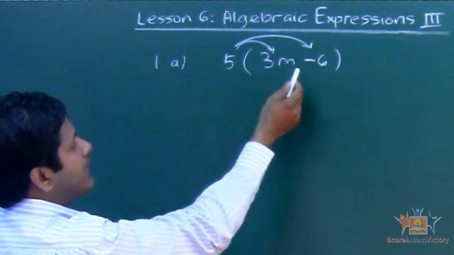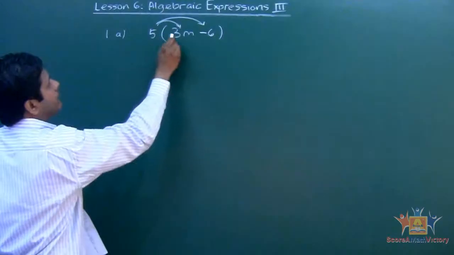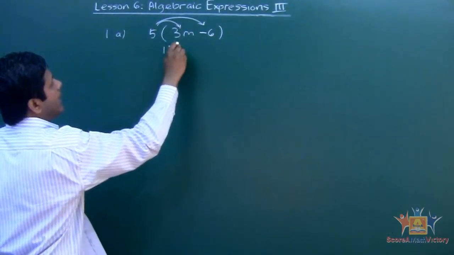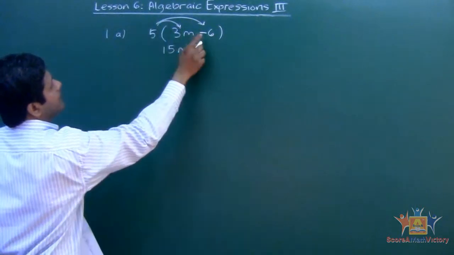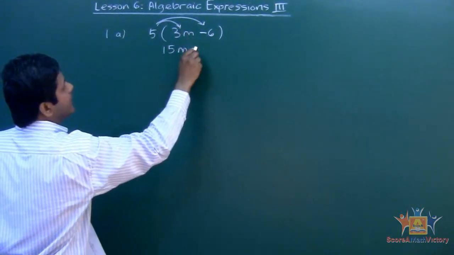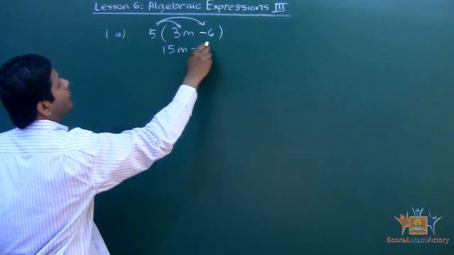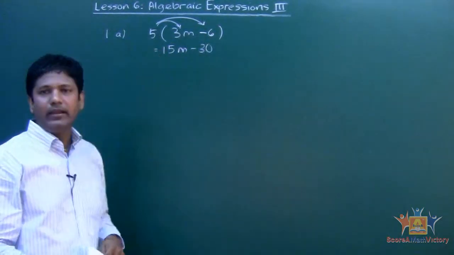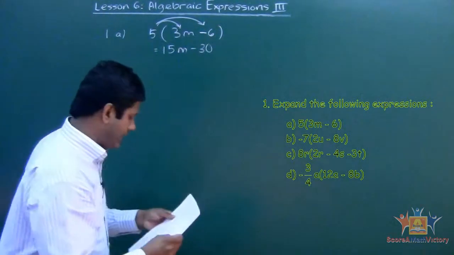Pay attention to this negative and positive. So 5 times 3 is 15m. And then I'm going to times 5 with negative 6. Plus and negative is negative. 5 times 6 is 30 right there. Pretty easy, isn't it? Straightforward. Okay, let's do B.